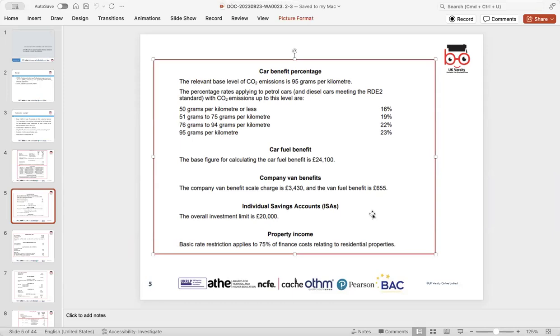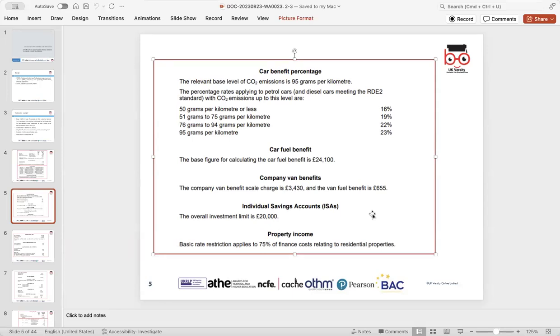ISAs, individual savings accounts, are tax-efficient savings accounts. The total amount you can invest across all your ISAs in a tax year has a limit. Currently, the overall investment limit is set at 20,000 pounds. Any money you invest within this limit grows tax-free, meaning you won't pay income tax on interest or capital gains tax.